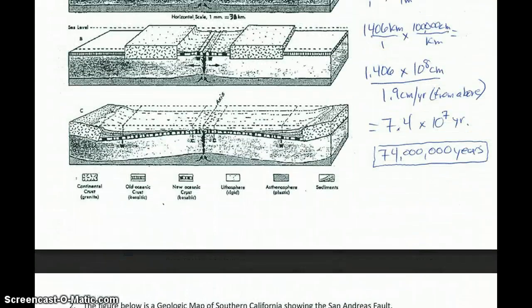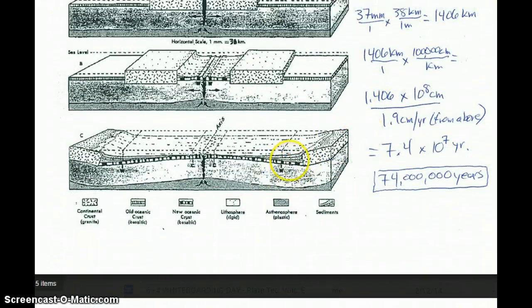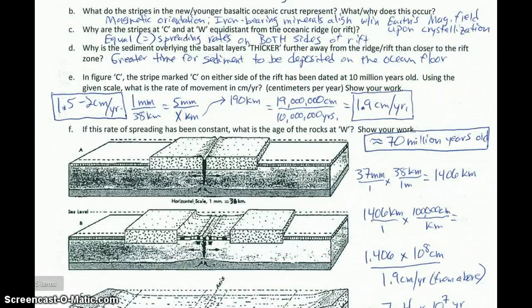So if I look at this picture here, sorry, I'm kind of losing control of that. I have a deeper sediment layer further from here, where I'm going to have a really shallow or thin layer of sediment directly near and along the oceanic ridge. So sediment is going to pile up. They have just more time to accumulate on the ocean floor.